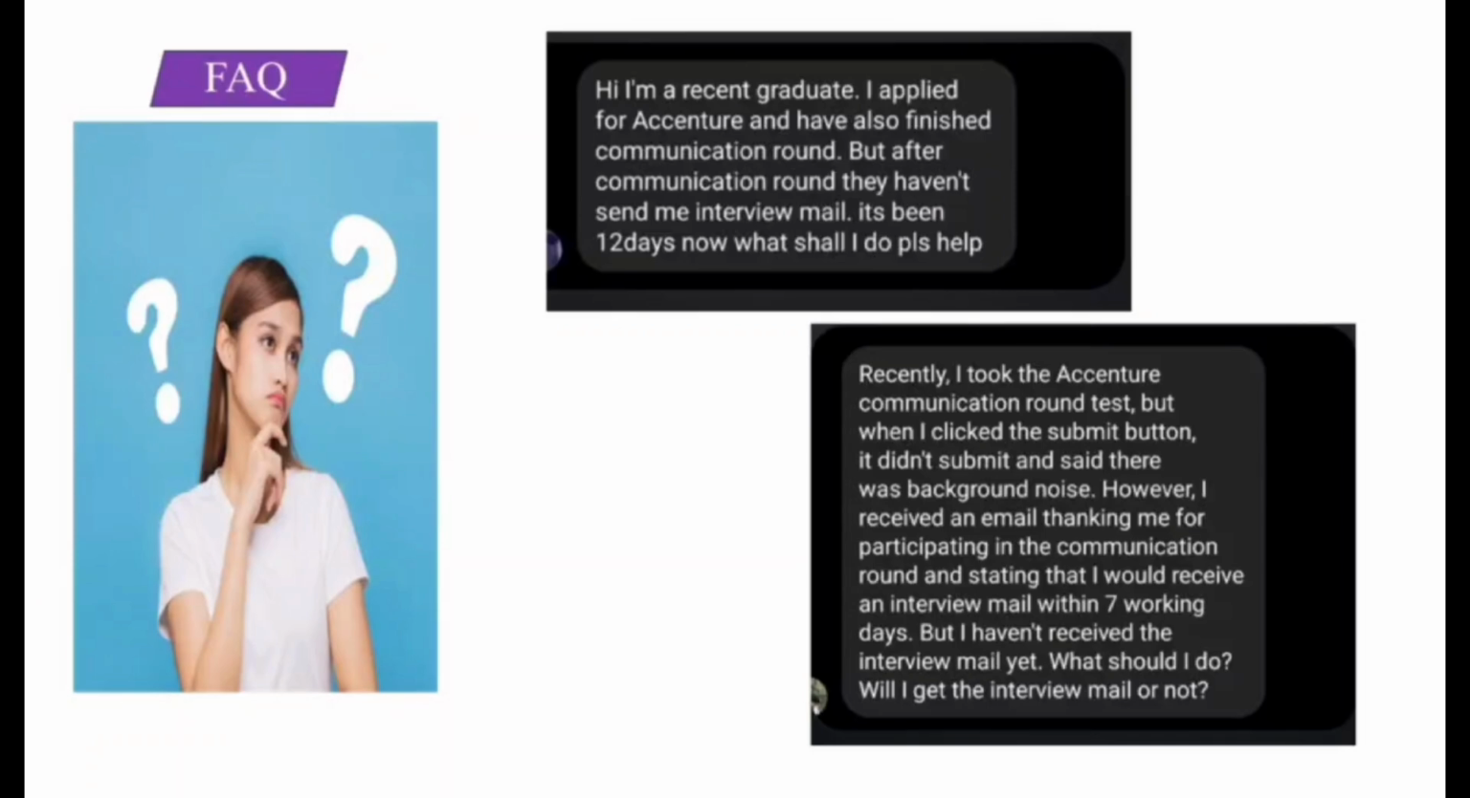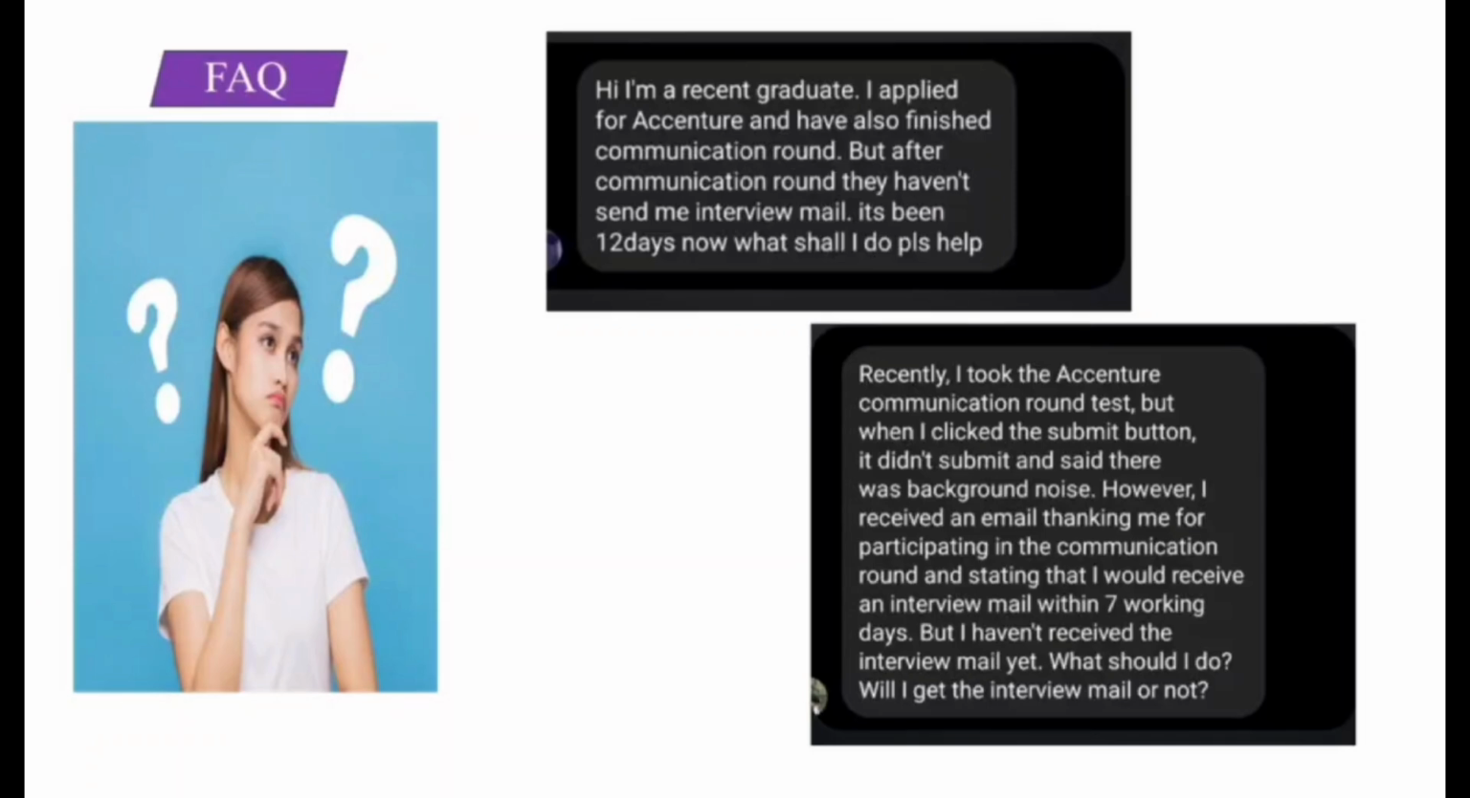Let's get into the second query. Recently, I took the Accenture communication round test, but when I clicked the submit button, it did not submit and said there was background noise. However, I received an email thanking me for participating in the communication round and stating that I would receive an interview mail within 7 working days. But I haven't received the interview mail yet. What should I do? Will I get the interview mail or not?